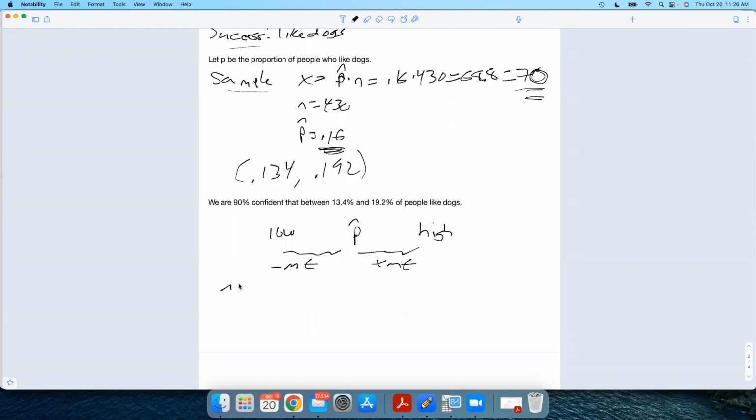So margin of error, and it's margin of error. Maybe I say it too quickly, but I hear a lot of you say marginal error. Margin of error.